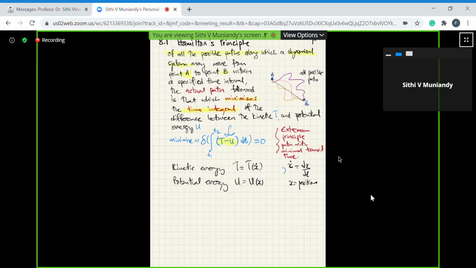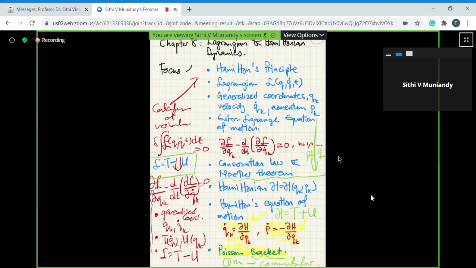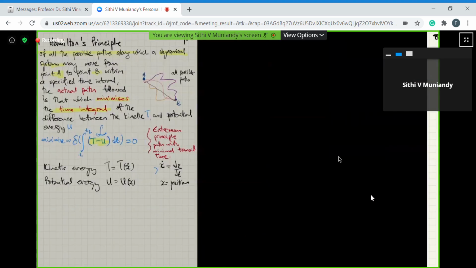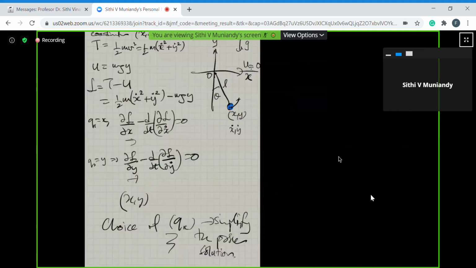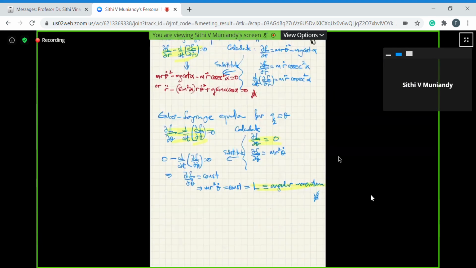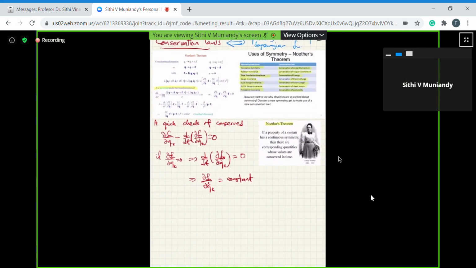All right, so let's start with the Hamiltonian. We have done this; I'm not going to repeat it here. So quickly we go to the part which we left in the last lesson, which is Noether's theorem.